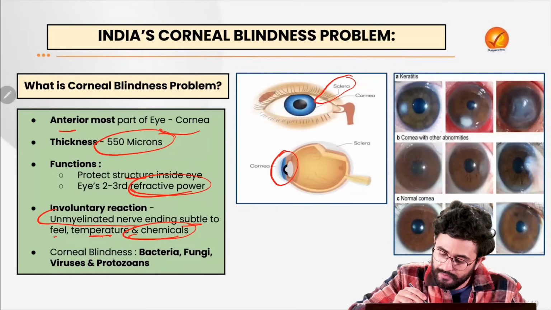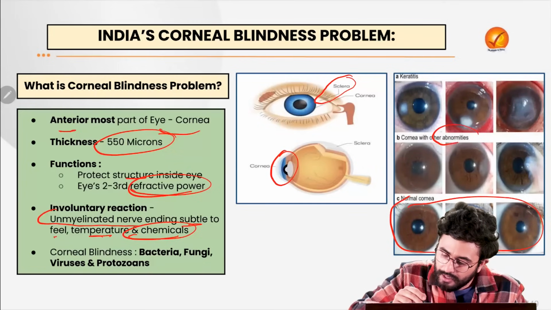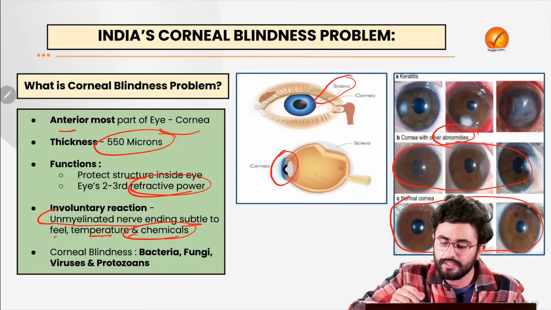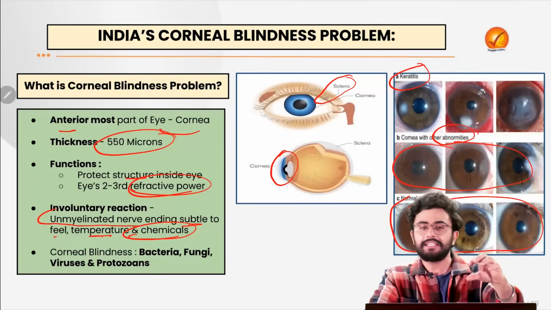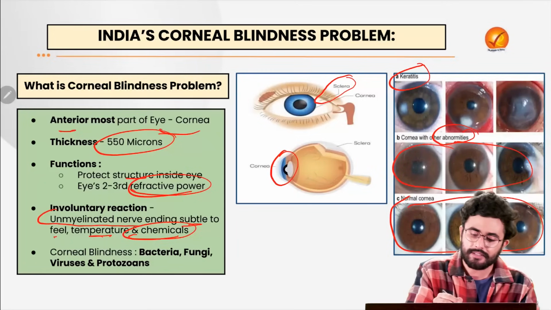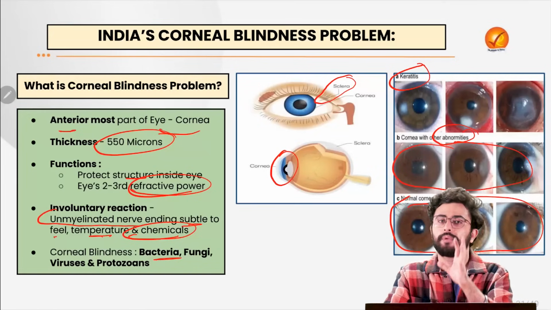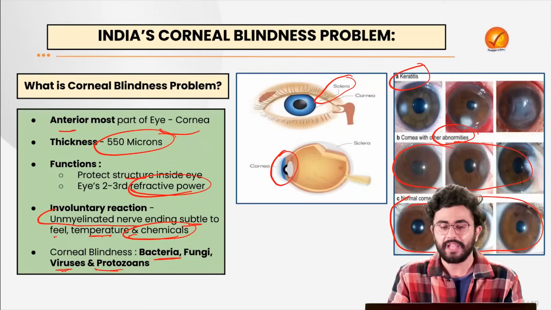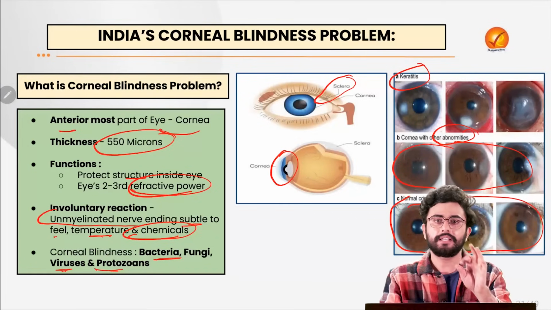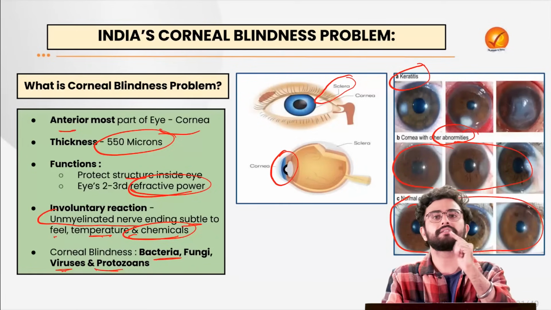This is your normal cornea. Just look at the kind of abnormalities which can occur in this cornea. This is keratitis. What is keratitis? The corneal blindness exists because of various kinds of infections which take place in the cornea because of bacteria, fungi, viruses and protozoa. Keratitis is basically any bacteria or pathogen which impacts the cornea.